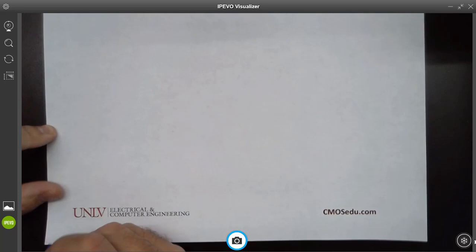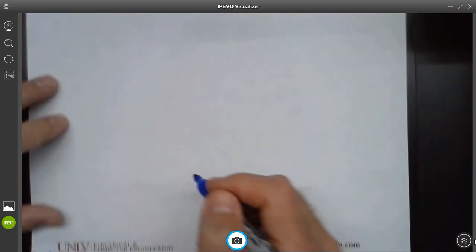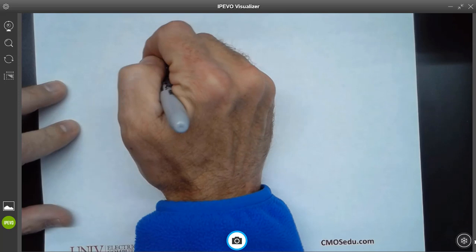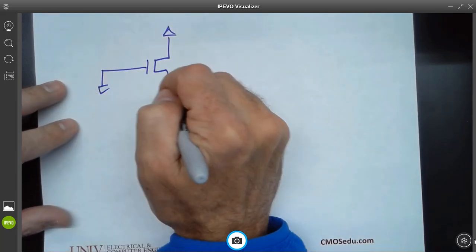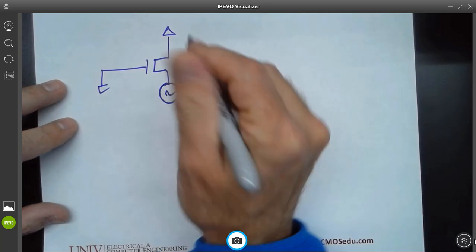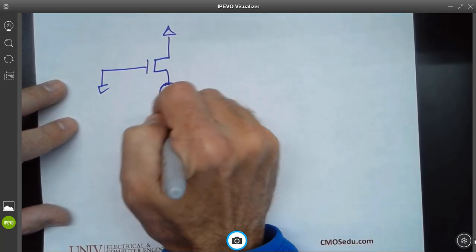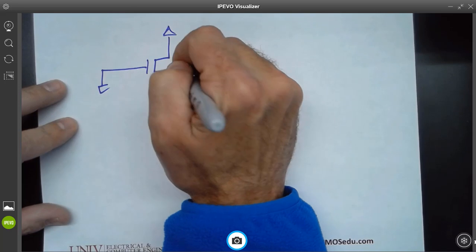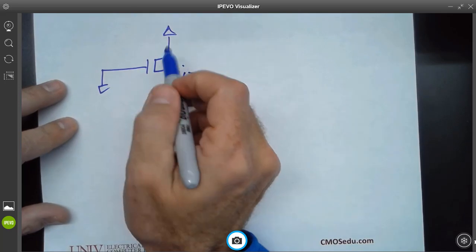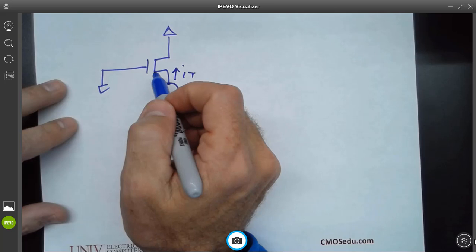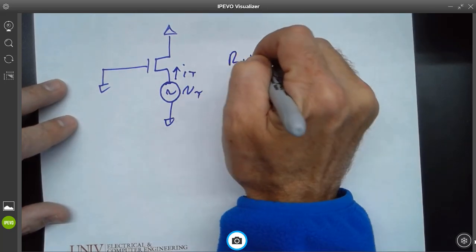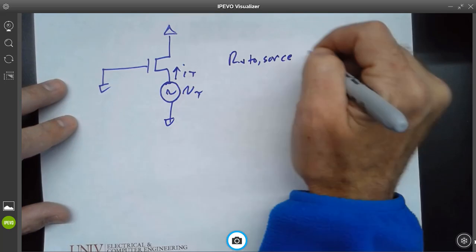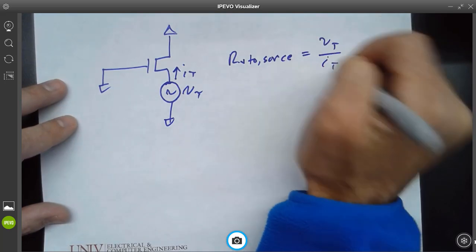So here we've got the following. I'm just going to do the transistor by itself. I'll ground this, I'll ground this. Of course, it has to be biased up. I'll call this V test, and this I test. I'm going to neglect the output resistance, because I already drew that external. And I'm going to say R into source equals V test over I test.